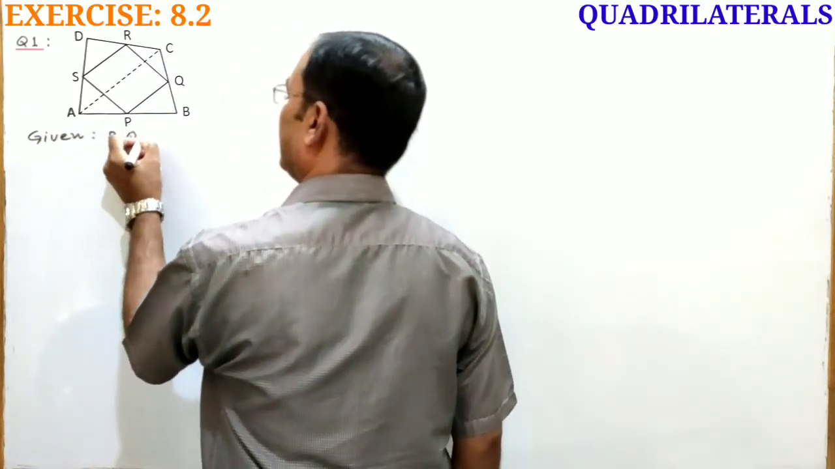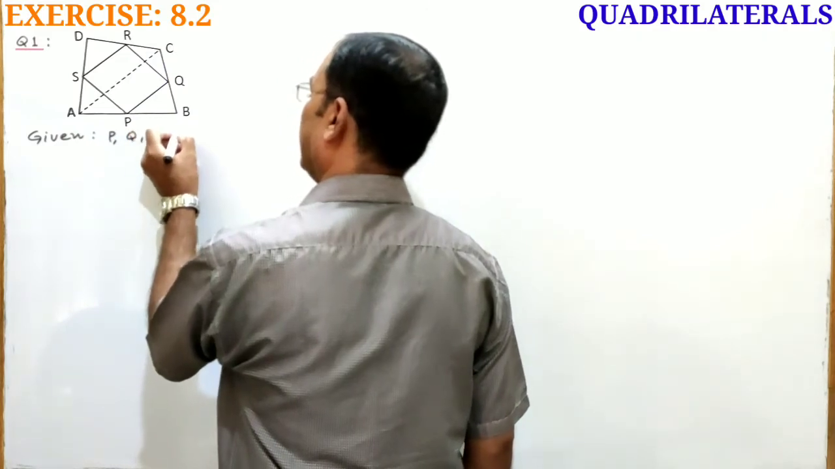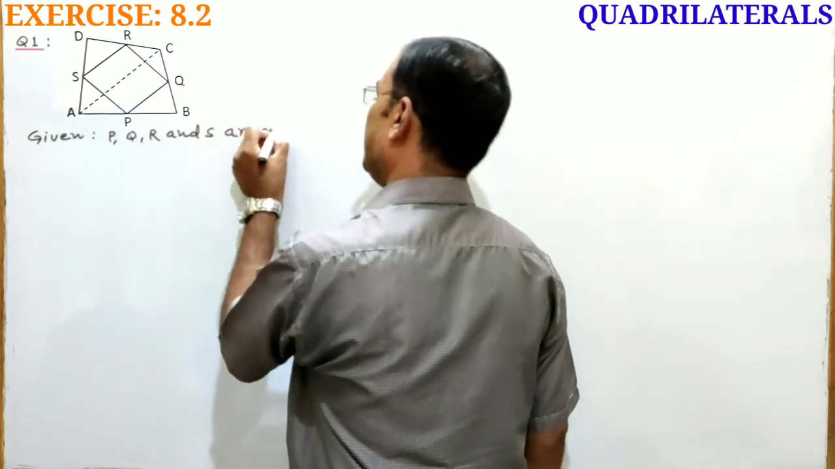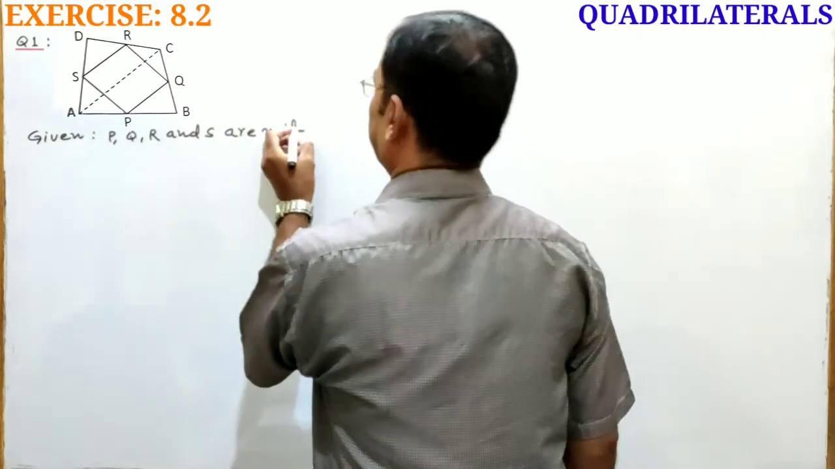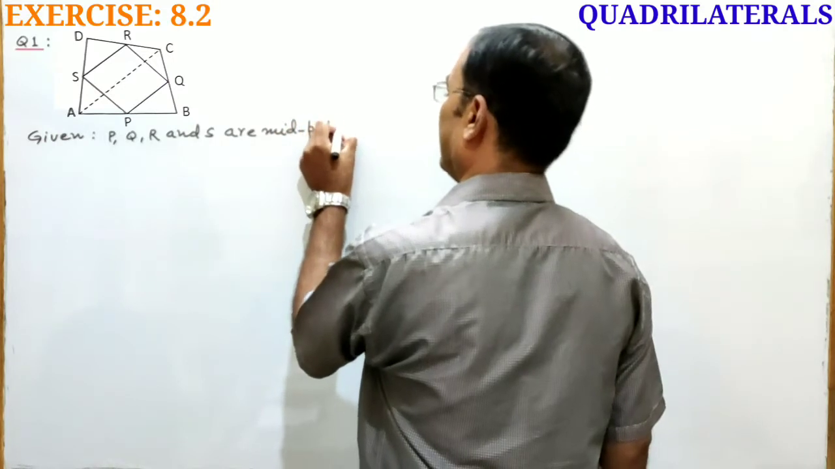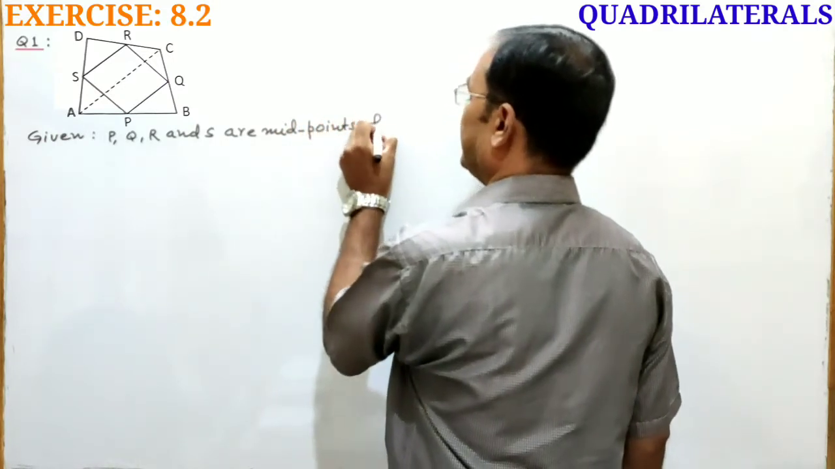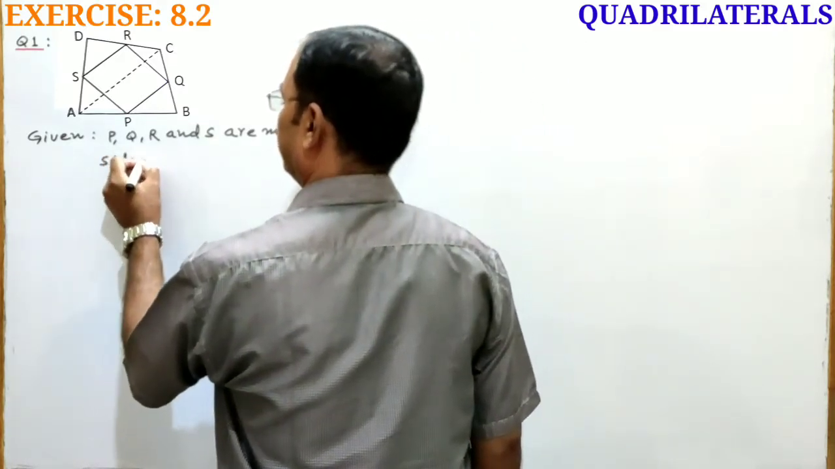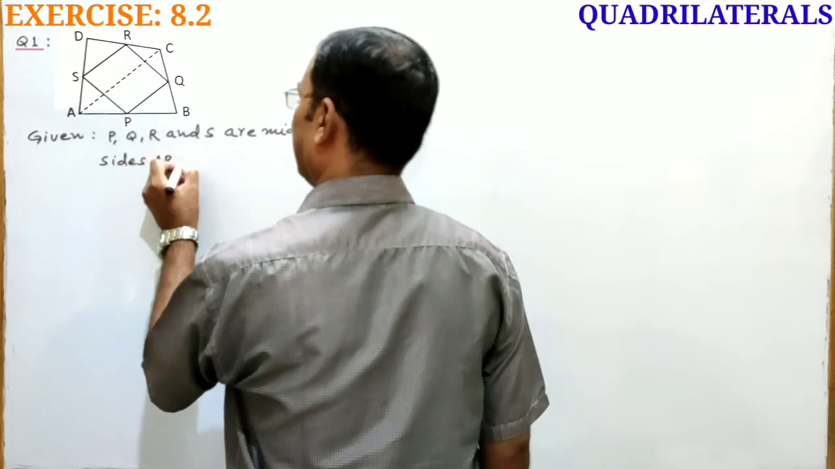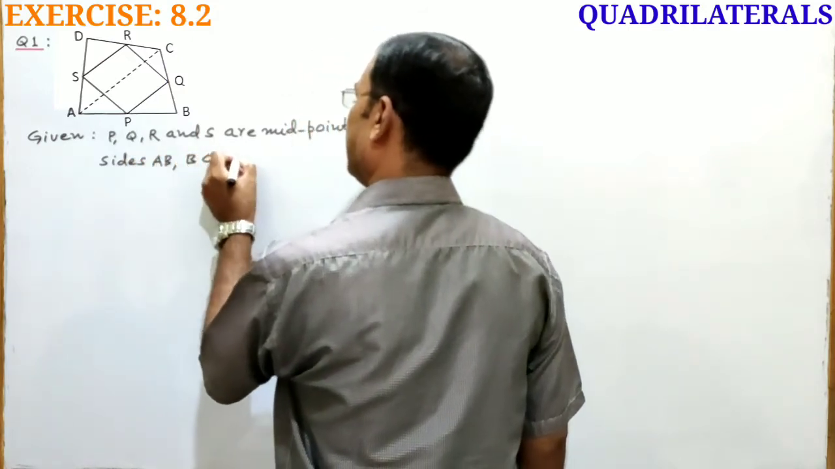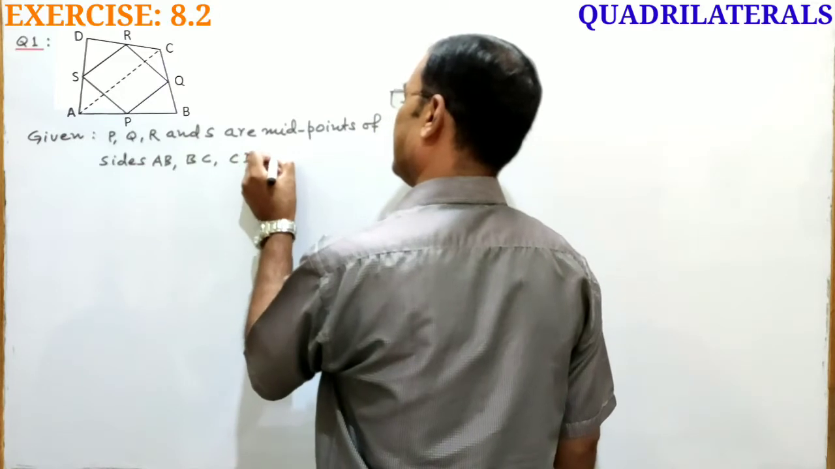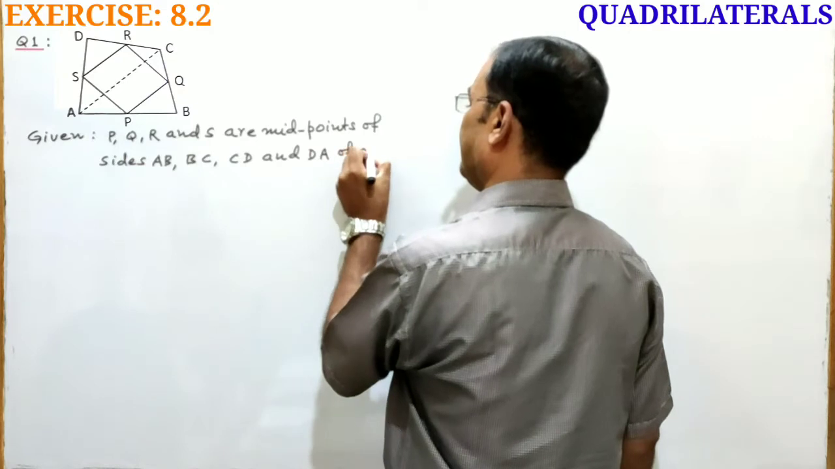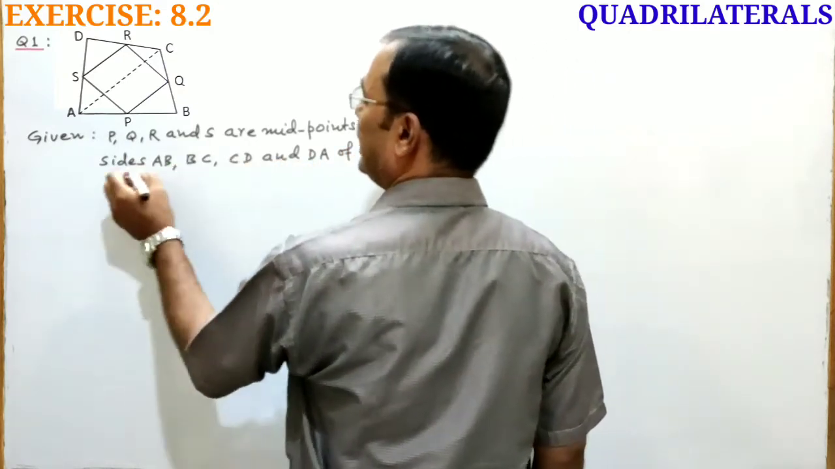P, Q, R and S are midpoints of sides AB, BC, CD and DA of quadrilateral ABCD.